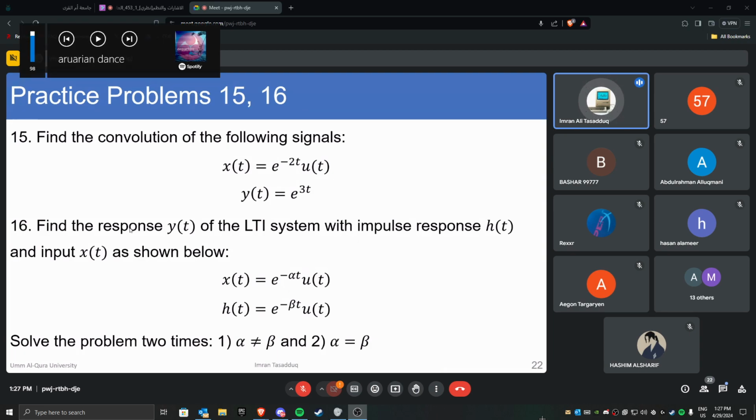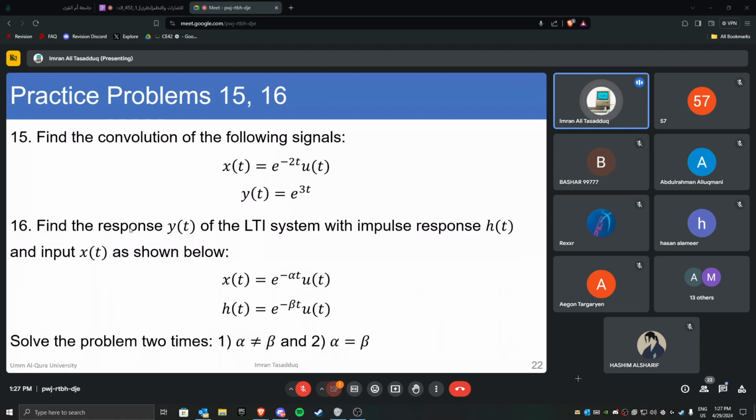Okay, so today we are going to do some more problems in continuous time convolution. Let's first do this problem number 15. Let me bring up the screen for you.